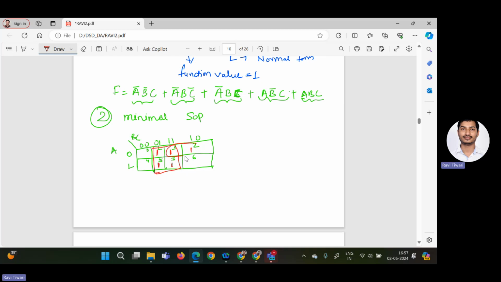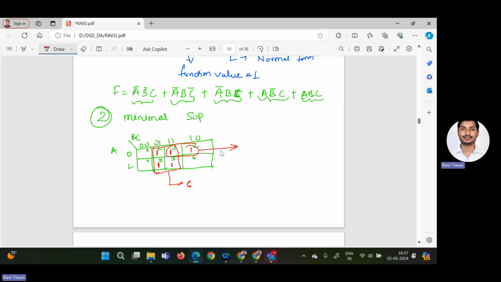Another one is only a single pair. Now we can write down the expression for this one. As this is the quad, this value is complemented. Here 0 and 1 are complemented. Here only 1 is left for C. So as 1, it means C.